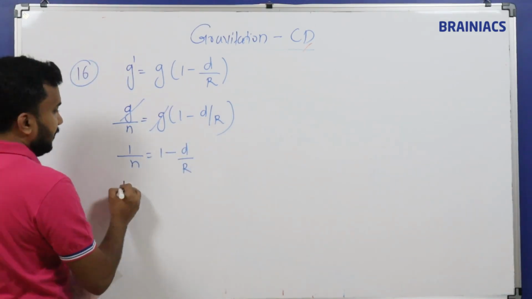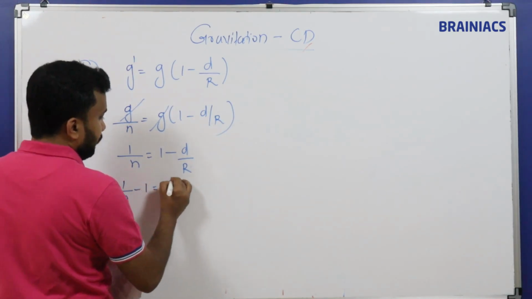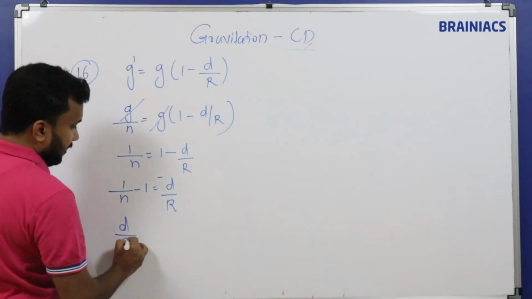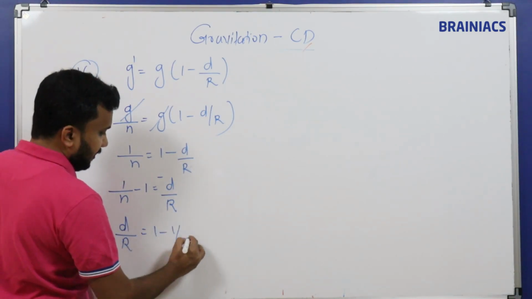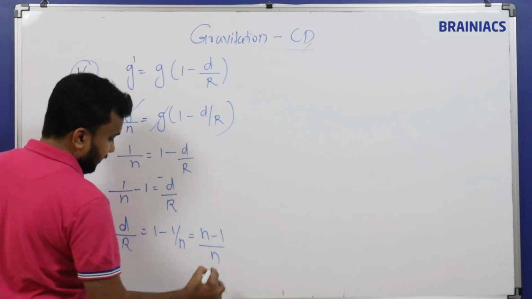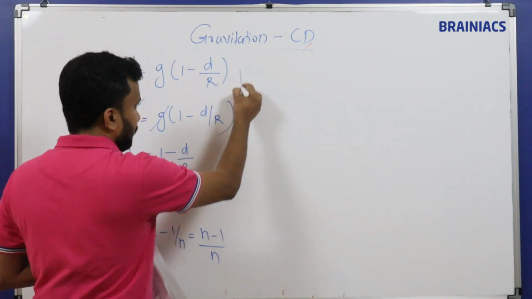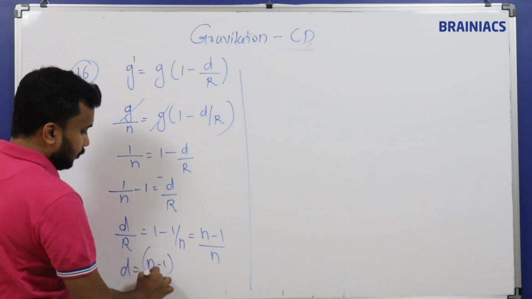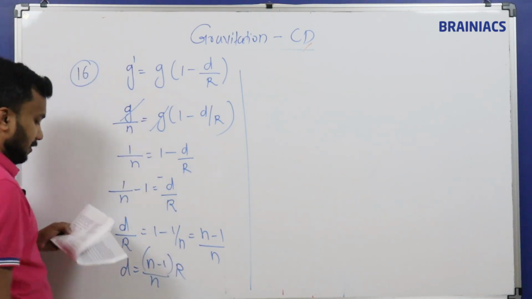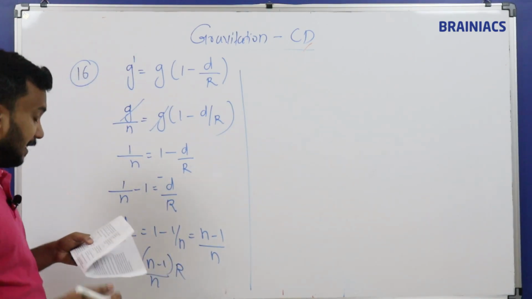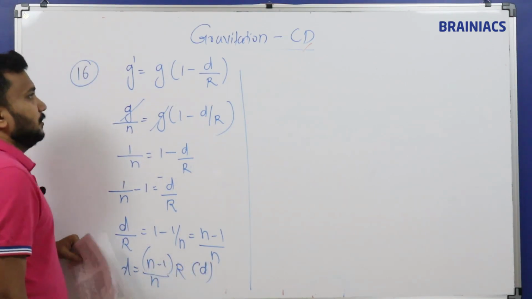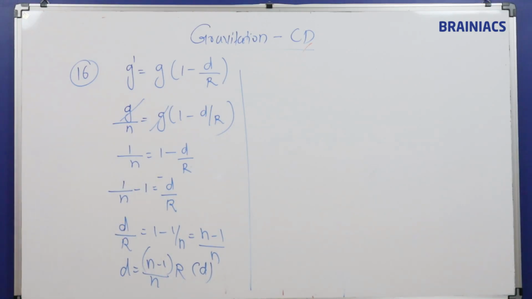Here we have to find d. So 1 by n minus 1 equals minus d by R, so d by R will be equal to 1 minus 1 by n, which is equal to (n minus 1) by n. Solving this, we get d equal to (n minus 1) divided by n into R. Let's see which option matches this. The answer is option D. So the 16th is over. Let's move to the next question, the 17th.